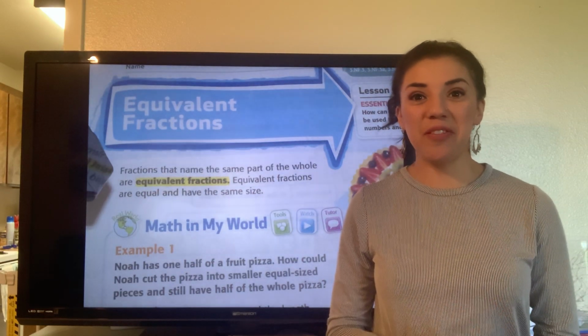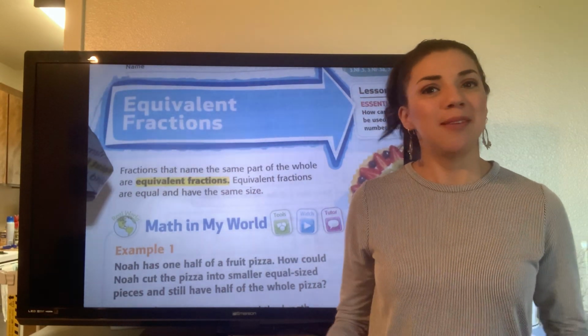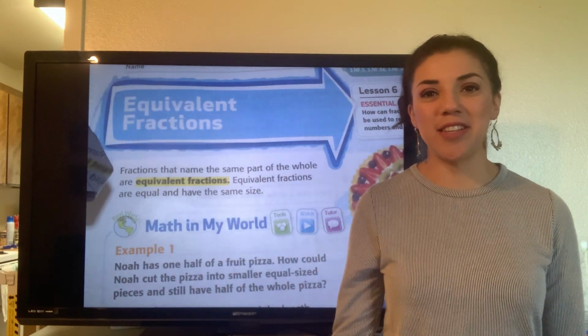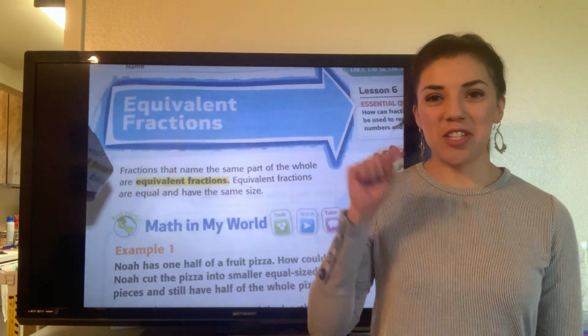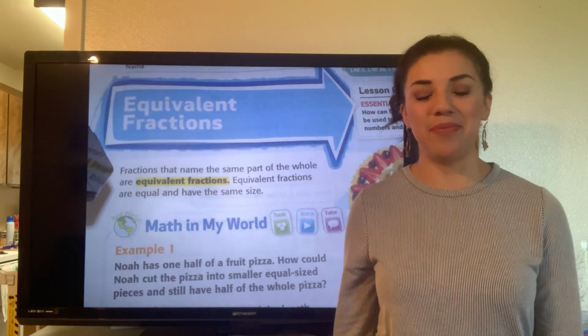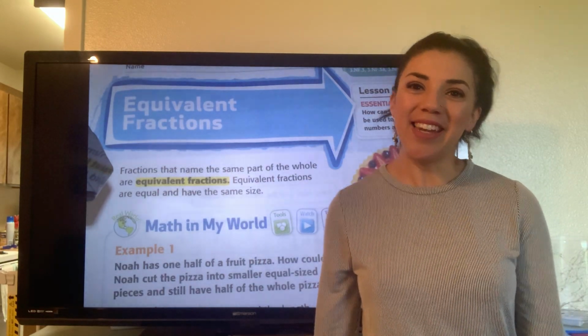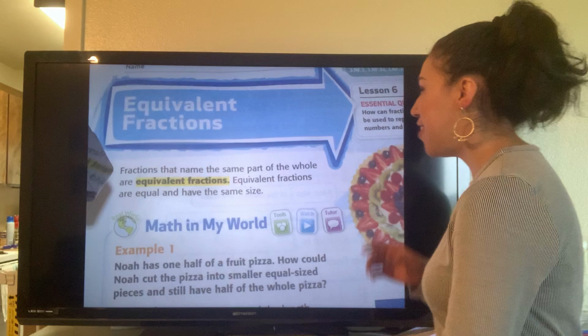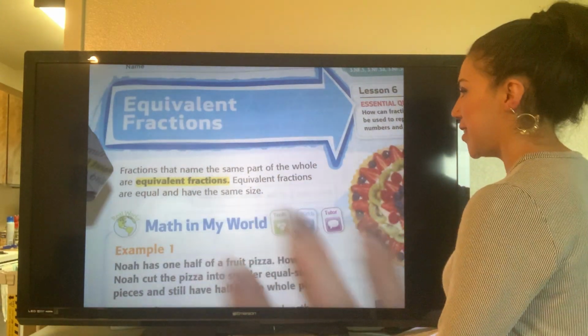Okay, so equivalent fractions. Here we go. I'm sorry if it's kind of hard to see the TV screen, but remember you guys can just pause it or rewind it if you need to watch something again. Okay, so equivalent fractions. What is that?